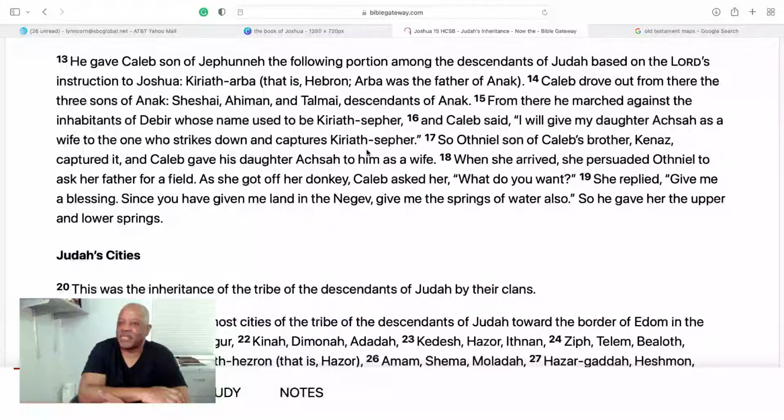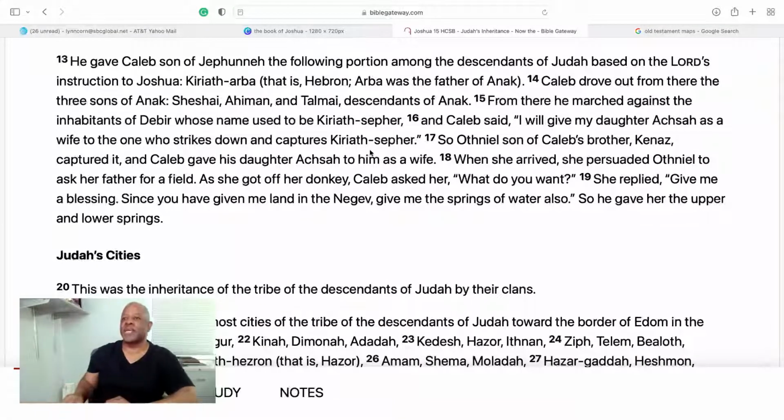She replied, "Give me a blessing. Since you have given me the land of Negev, give me the springs of water also." So he gave her the upper and lower spring.